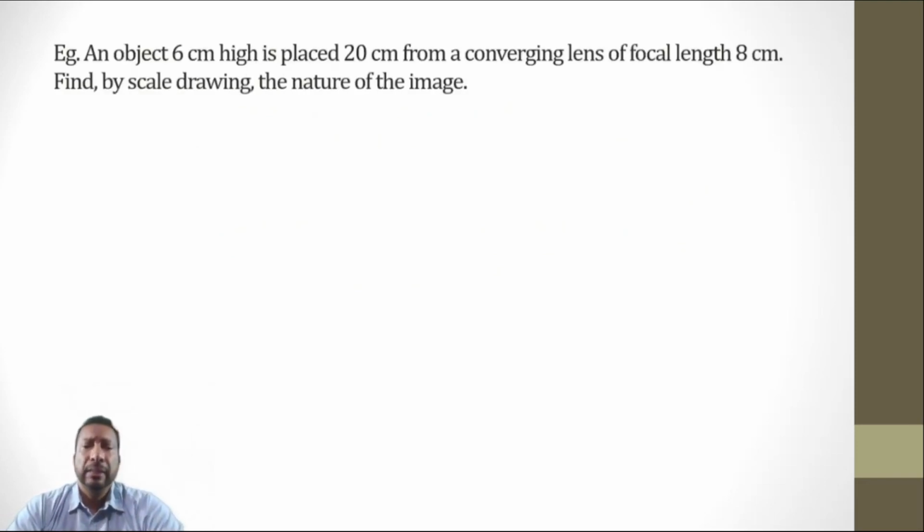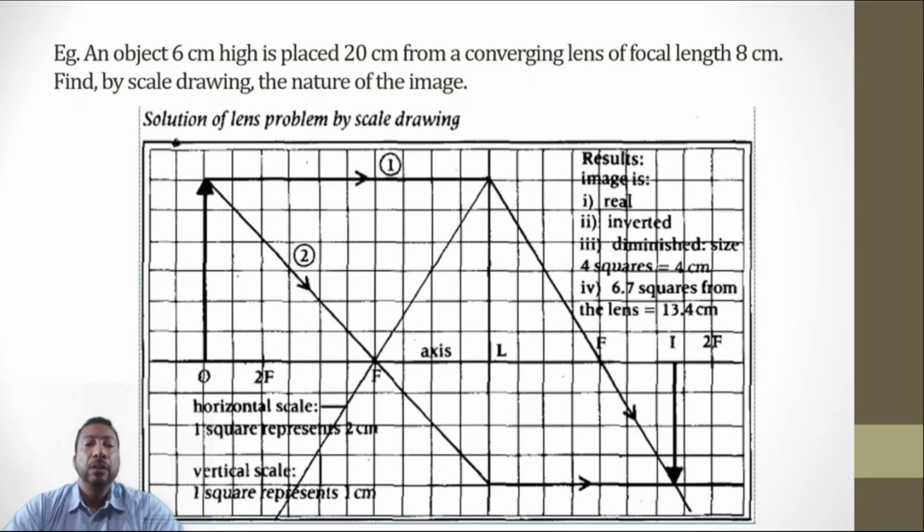So let's look at an example now. An object 6 centimeters high is placed 20 centimeters from a converging lens of focal length 8 centimeters. Find by scale drawing the nature of the image. So here we have our x-axis and our y-axis. This is the optical center L. Our horizontal scale on the x-axis is 1 square represents 2 centimeters. The vertical scale is 1 square represents 1 centimeter.